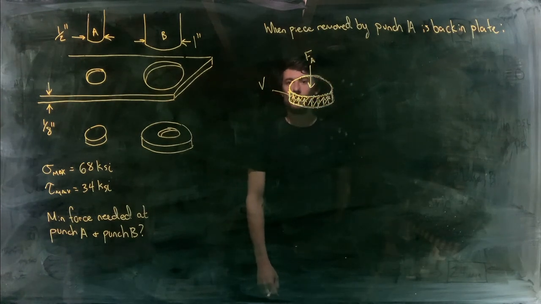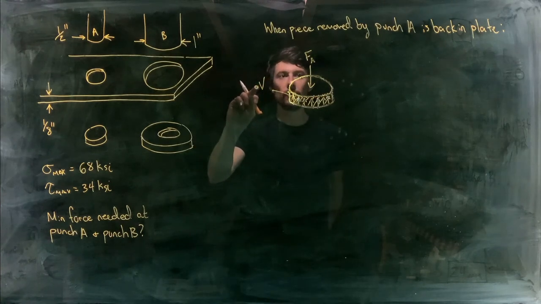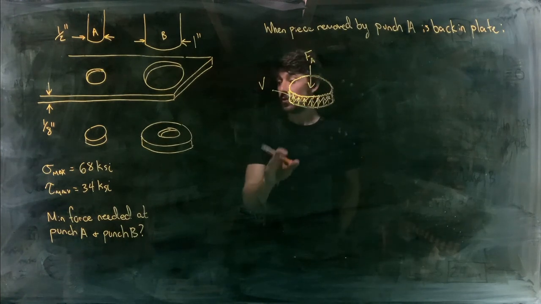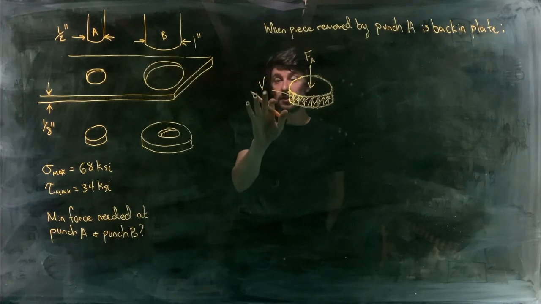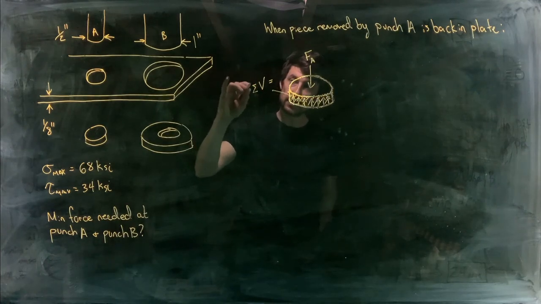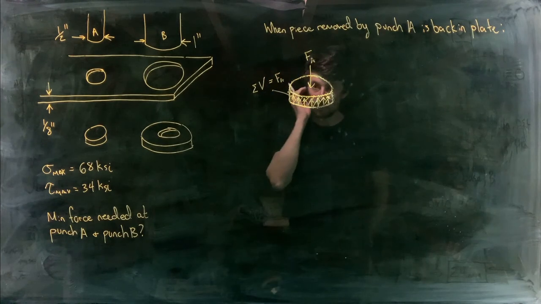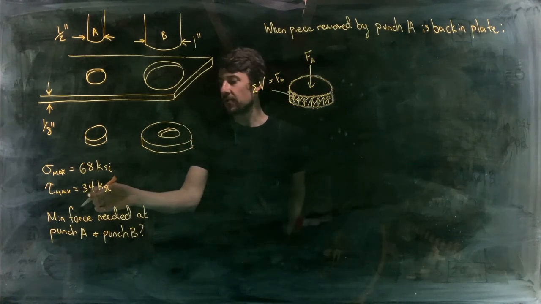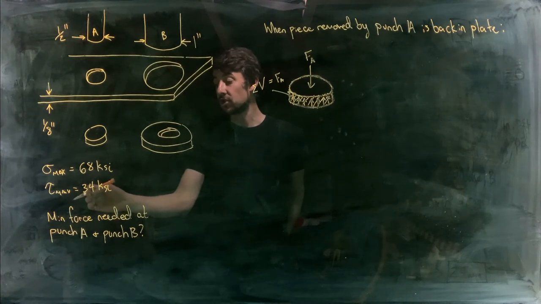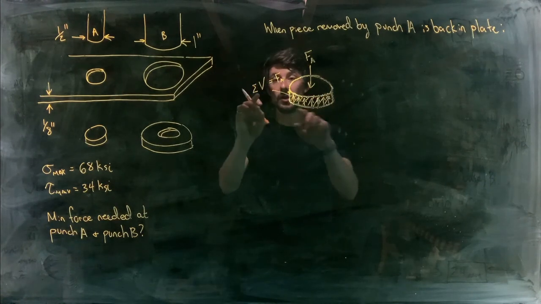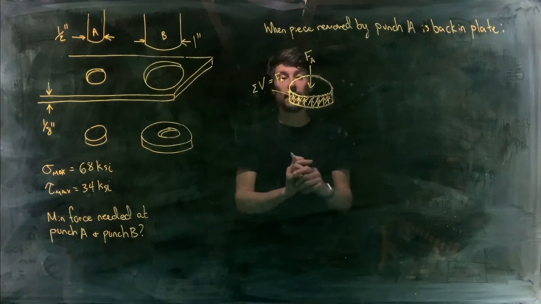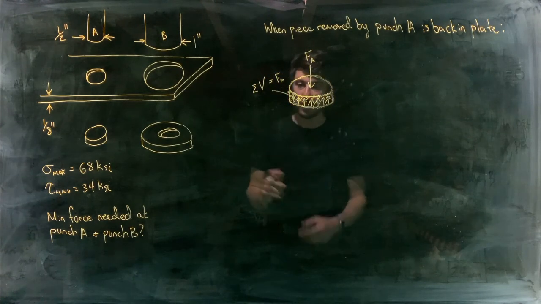Okay, so those shear forces need to balance FA. So now we can start to see what we'd do. The summation of these small shear forces has to be equal to FA. So now we can see what we need to do. We've got the maximum shear stress that the material can withstand, and we can relate that to the shear force that's going to be experienced on that surface, which is going to be equal to FA.